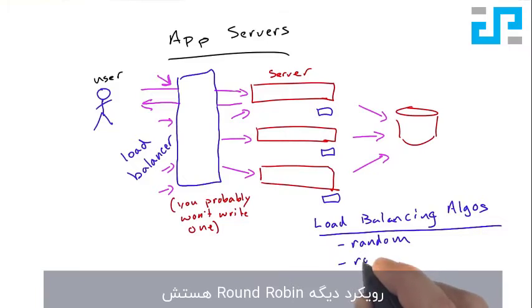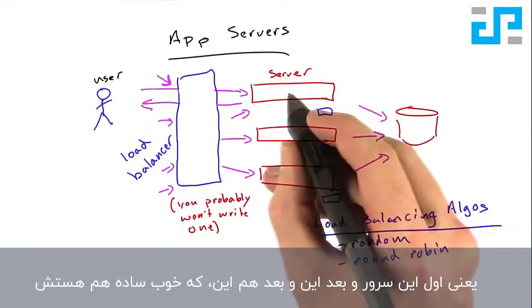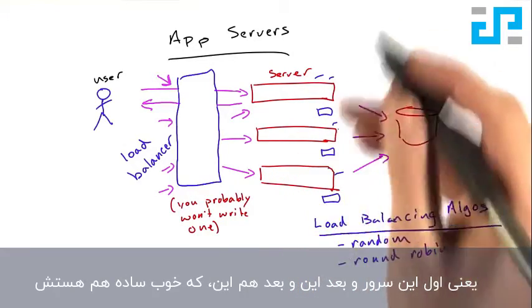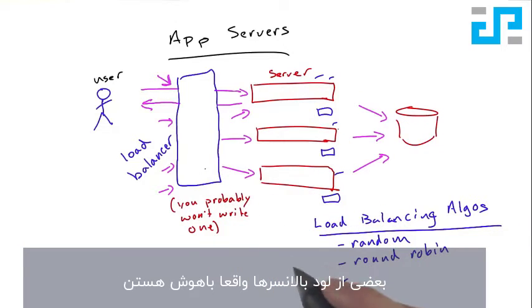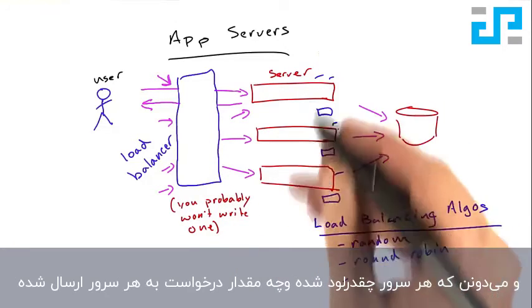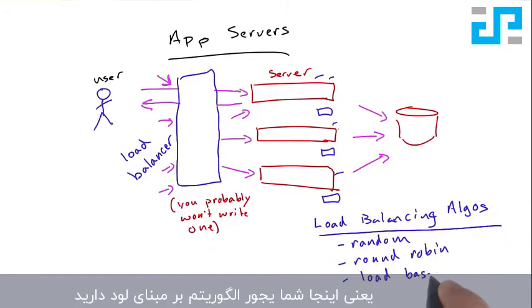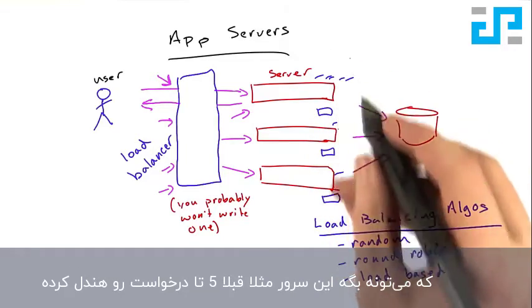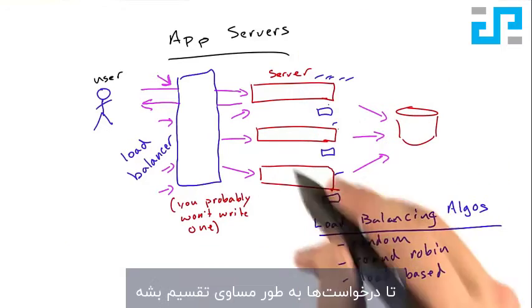Another approach is round robin, and round robin just means the load balancer is going to choose one server at a time. You know, first this guy, then this guy, then this guy, then this guy. Just in order. That's also a fairly simple algorithm. And then some load balancers are really smart, and they know what the load is on each server, how many requests are outstanding at each server, and it may use some sort of load-based algorithm to say, this guy's already handling like 5 requests, and this guy's not doing anything, so let's send future requests here until things even out.